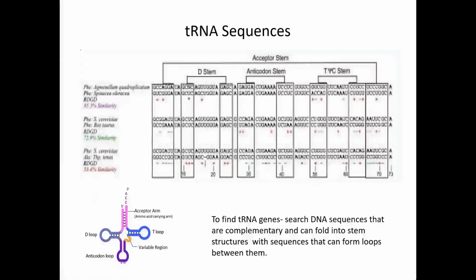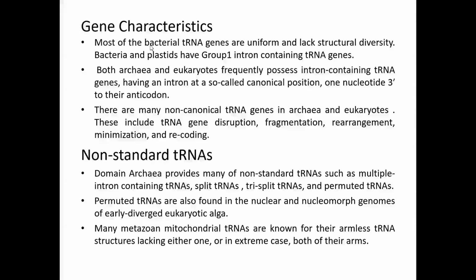The same arrangement of sequences you will see in the tRNA gene. So to find tRNA genes, DNA sequences will be searched for those complementary regions that can fold into a stem structure with sequences that can form loops between them. Now let's see some other characteristics of tRNA genes.